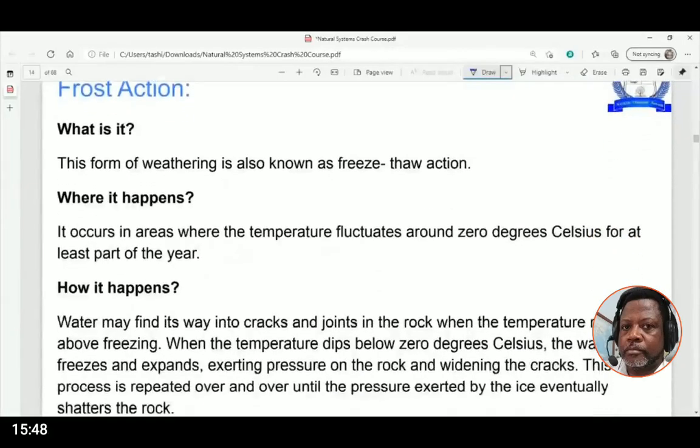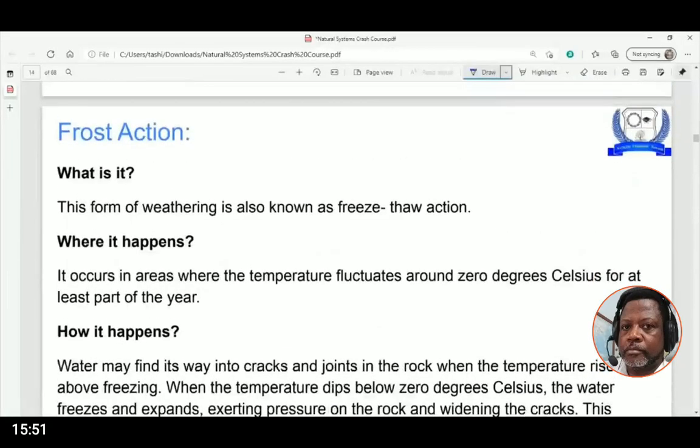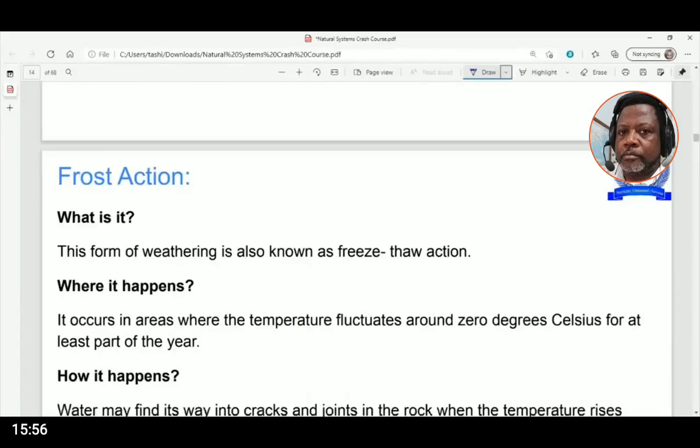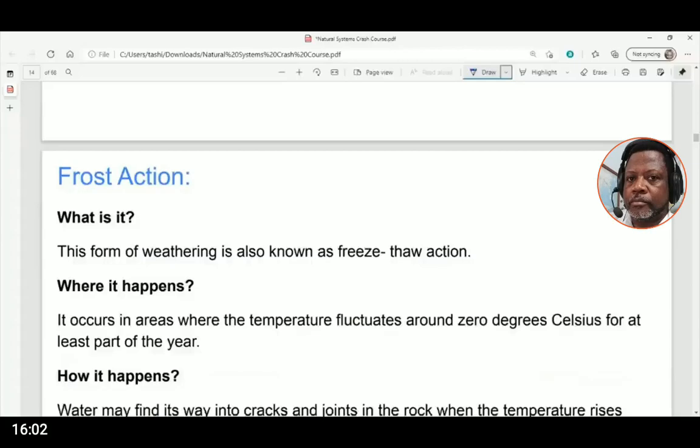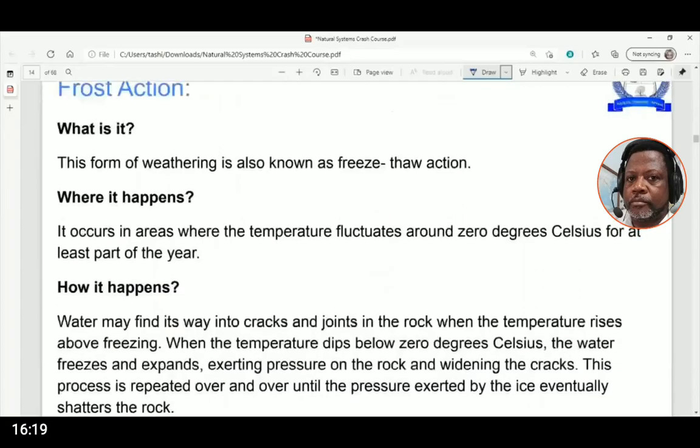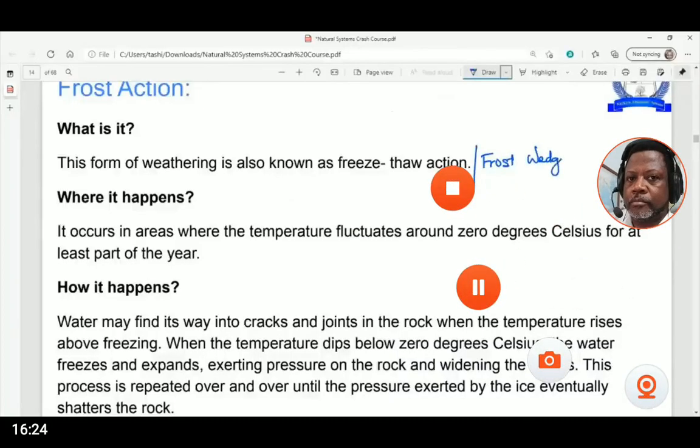So from here, frost, what does that mean? What does that sound like? Yeah, ice, good. So it's cold. So we already know just from the name of it. Frost action. It's also called freeze-thaw action. We already know that this is happening in cold areas. Yeah? So frost action, this is the form of weathering that is also known as freeze-thaw action. We also call it frost wedging as well. So from you see the frost, you know what we're talking about. You know that it is the cold one relating to ice.